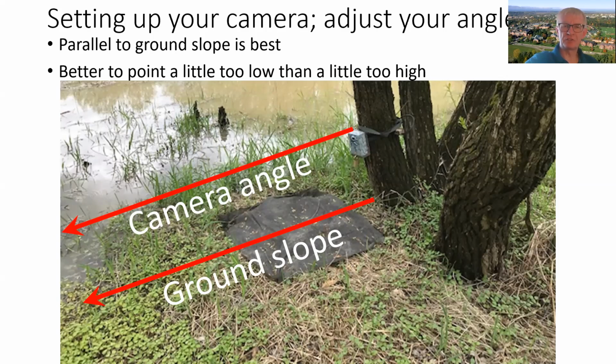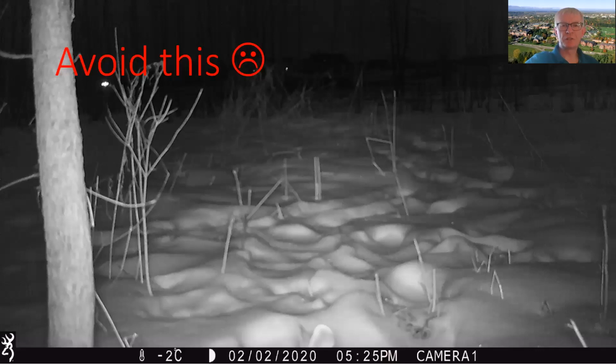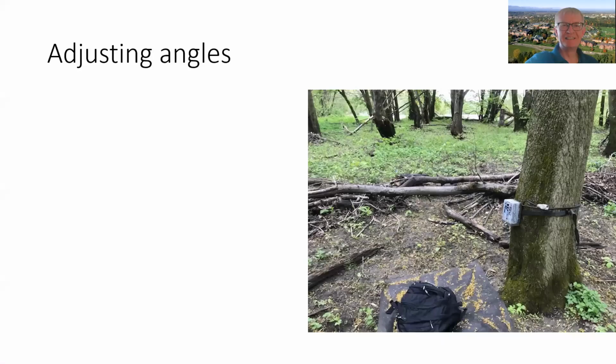You might cut off the head of the occasional deer in your picture, but you'll get lots of good pictures. Too high is very, very bad. You get lots of ears and things, and who knows what you saw. So there's a nice picture from one that was put too high. And you can see at the very bottom of the picture, we have a bunny. And that is all we saw, the bunny.